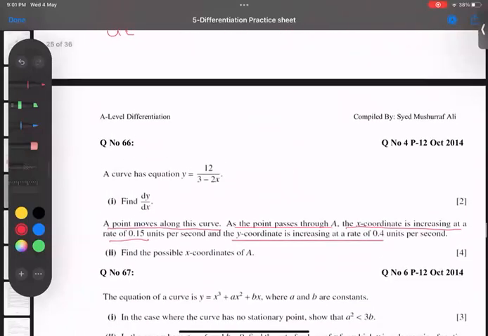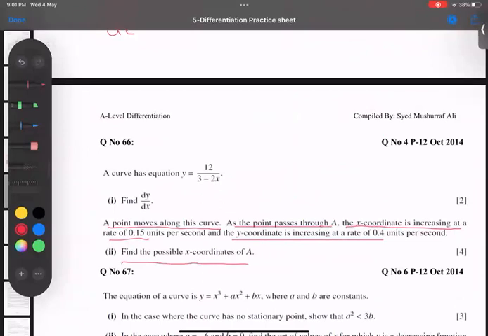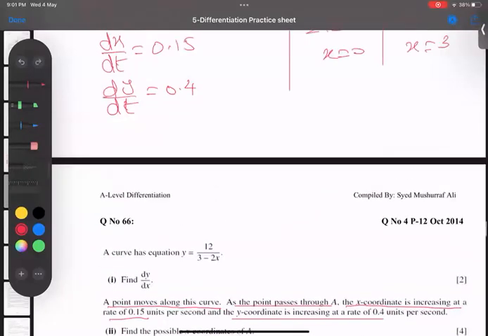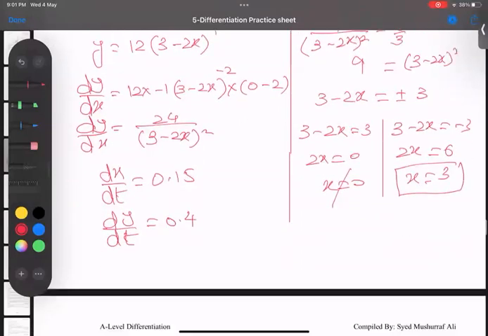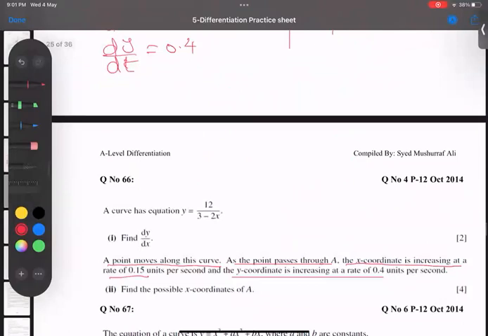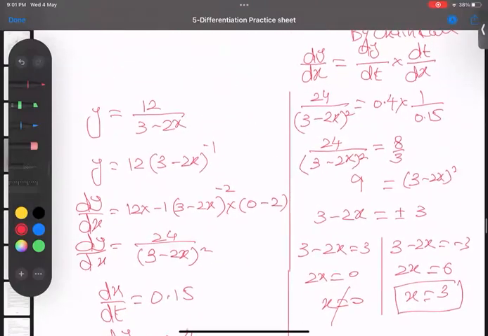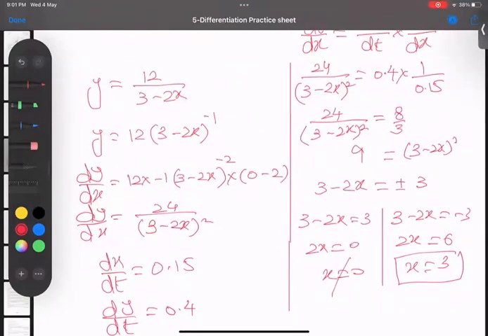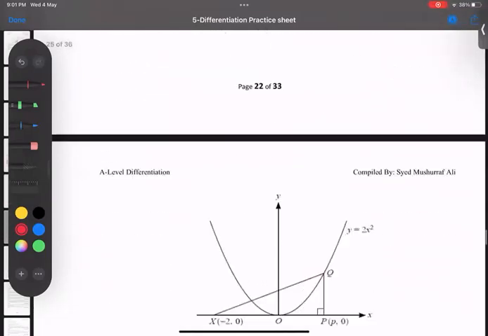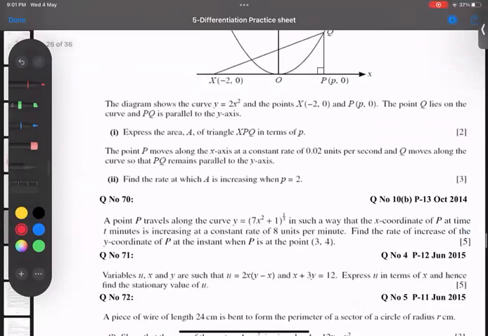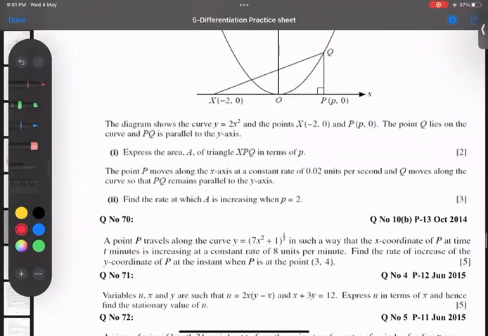And what was he asking? Read it: find the possible value of x. So I got the x coordinate. 0 is not possible, because 0 means it is just starting, so it is not possible, and 3 is my answer. I hope you got the concept very well. Similarly, we can do many questions of the same category. Rate of change is not a hard job.